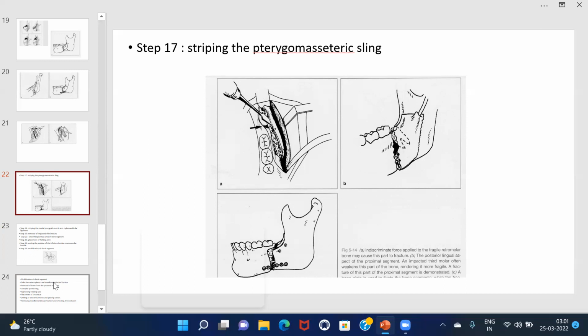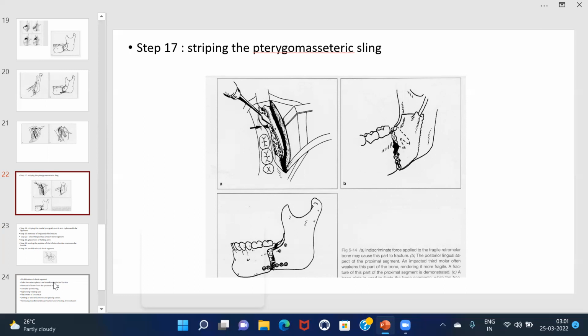Now, step 18 is stripping the medial pterygoid muscle and stylomandibular ligament. The medial pterygoid muscle and the stylomandibular ligament are attached to the medial side of the angle of the mandible. Failure to strip them from the bone may interfere with the posterior repositioning of the distal segment. This may distract the condyle from the glenoid fossa or rotate the proximal segment posteriorly, thereby increasing the relapse potential.